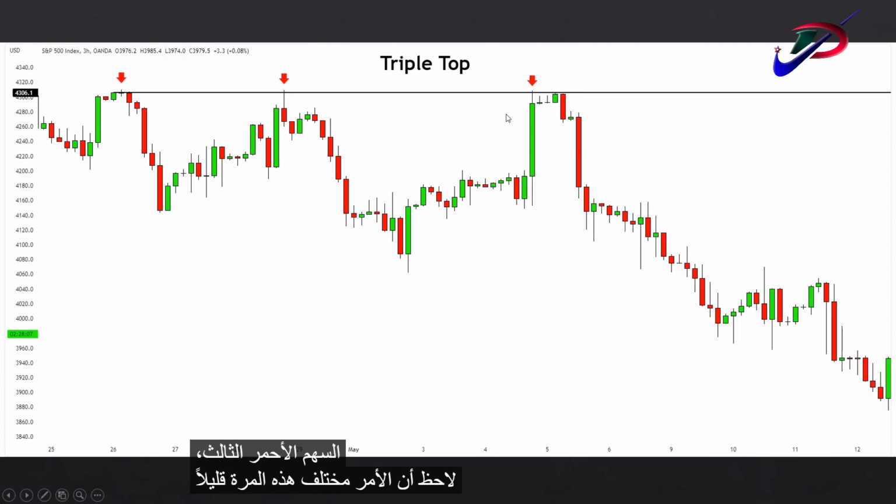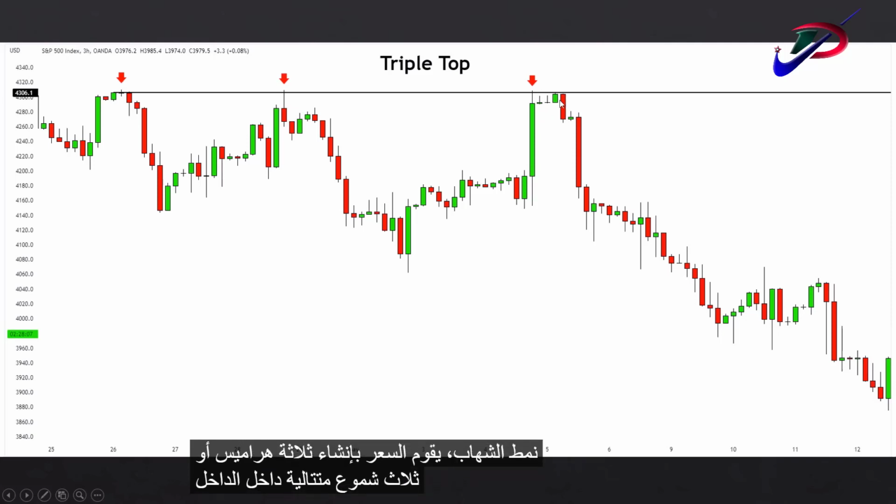Notice that this time it's a little different. Instead of creating a shooting star pattern, price creates 3 haramis or 3 consecutive inside candles, only to finally give up and start going to the downside again.